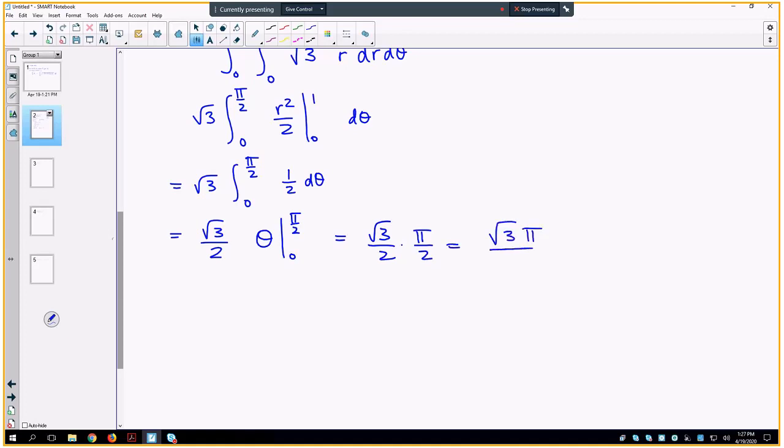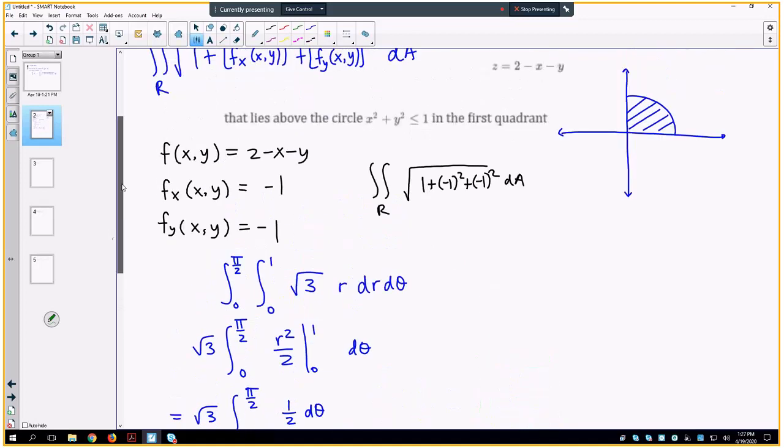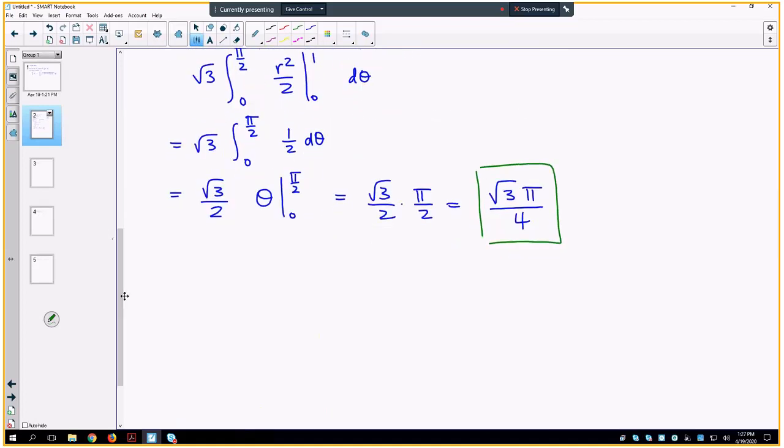So as you can imagine, the most complicated part of these problems is going to come from that square root with the derivative squared. If I have complicated derivatives, my integration might become a little more complicated, but this is just a basic example.